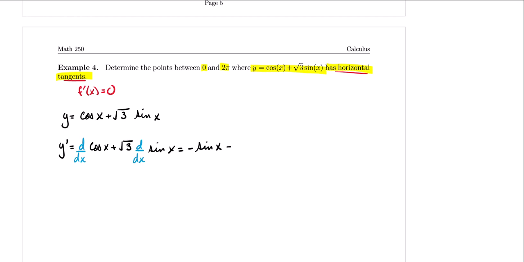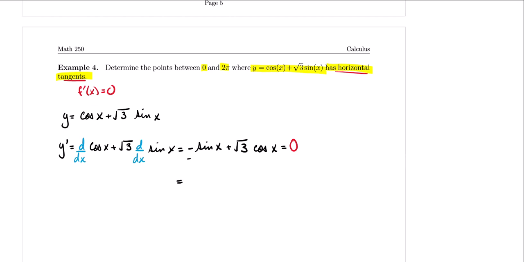So plus the square root of 3 times the derivative of the sine, but we know that the derivative of the sine is cosine of x. All right, so this is equal to 0. Okay, so what are we going to get here? Well, let's take a look. We're going to get the following equation.